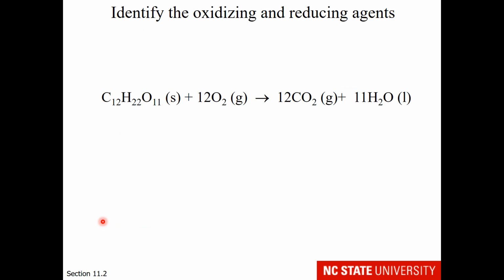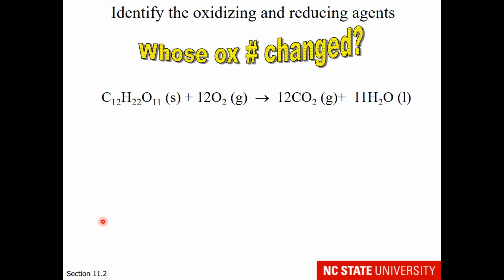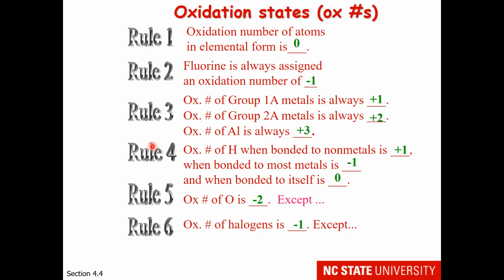So speaking of oxidation of sugar, let's look at a reaction and identify the oxidizing and reducing agents. This, of course, means we need to know whose oxidation number has changed. Chapter 4 was much more important than you realize. Let me briefly go over the oxidation state rules to remind you of them.